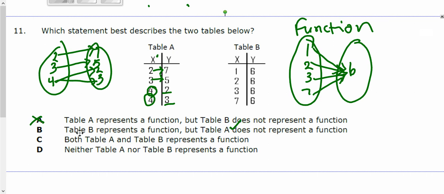So let's read this one again. Table B represents a function, but table A does not represent a function. Well, yes, table B does. So that must be my answer.